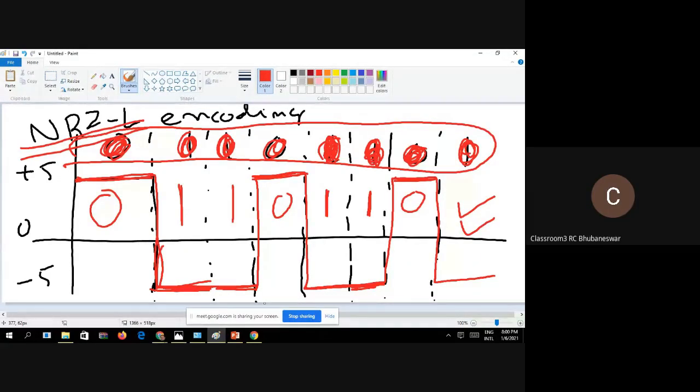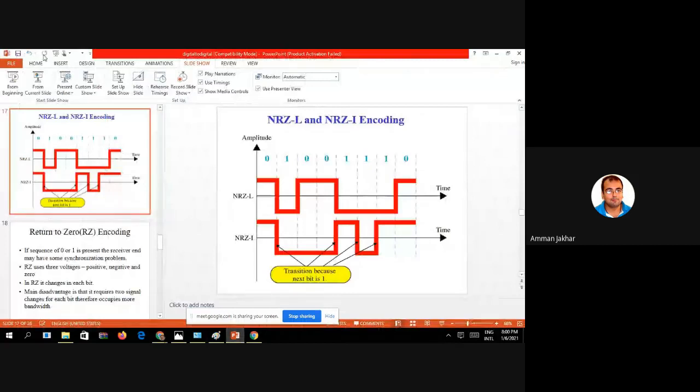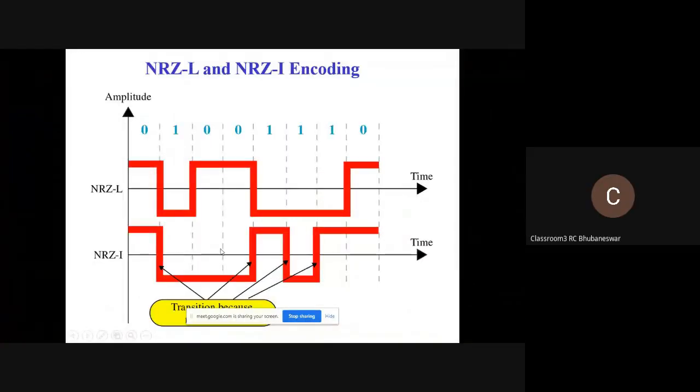Can you understand me? Yes, sir. Understood this. Okay. The next scheme is NRZ-I.